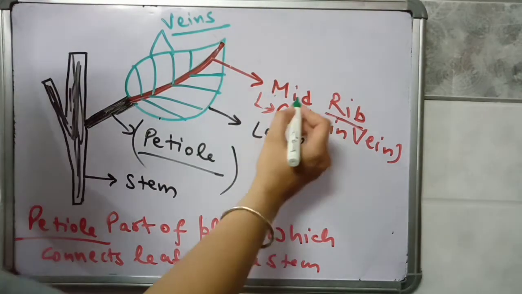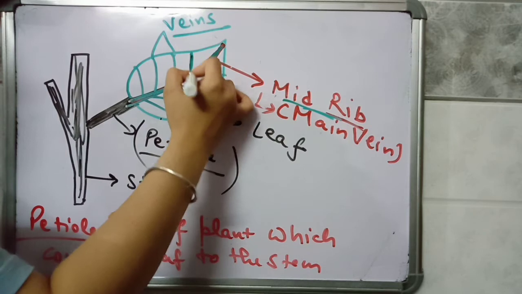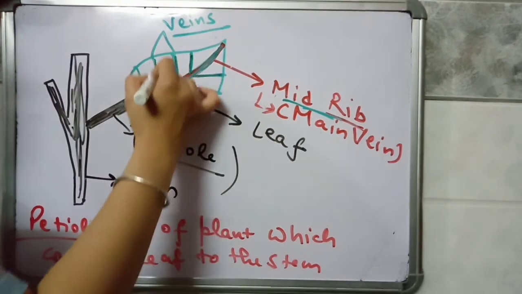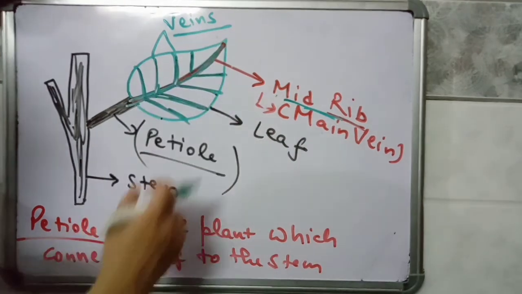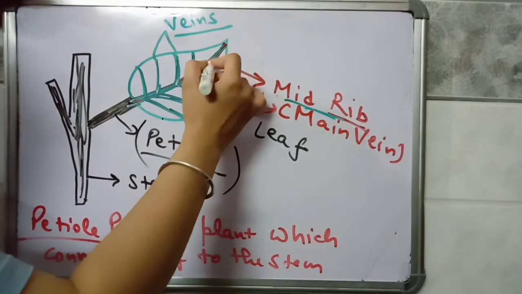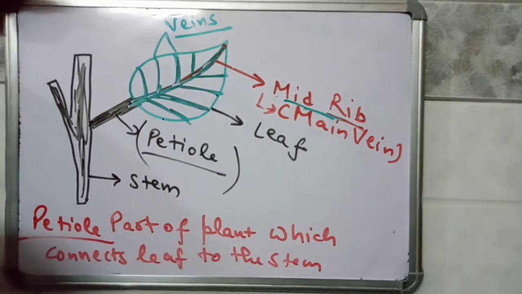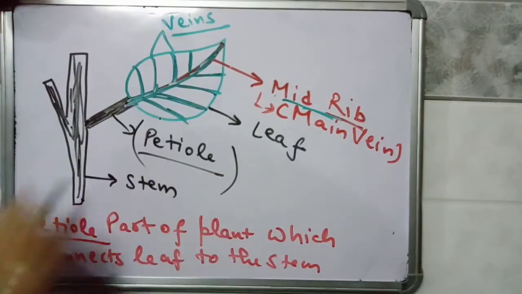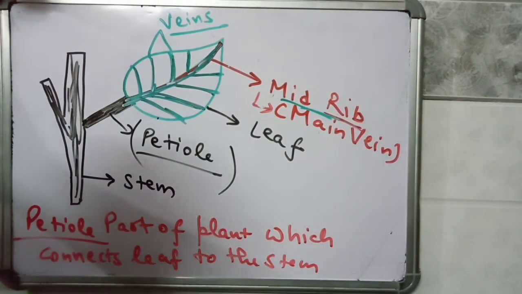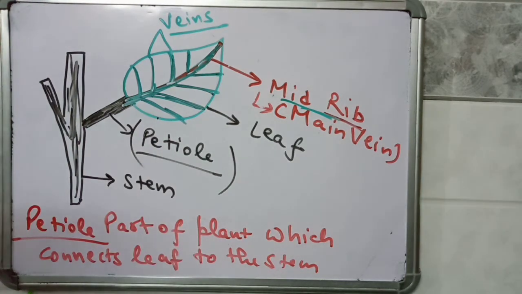From this midrib, several veins are arising. These branches arising from the midrib are known as veins. What is the purpose of the midrib and veins? They provide support to the leaf and protect the leaf.